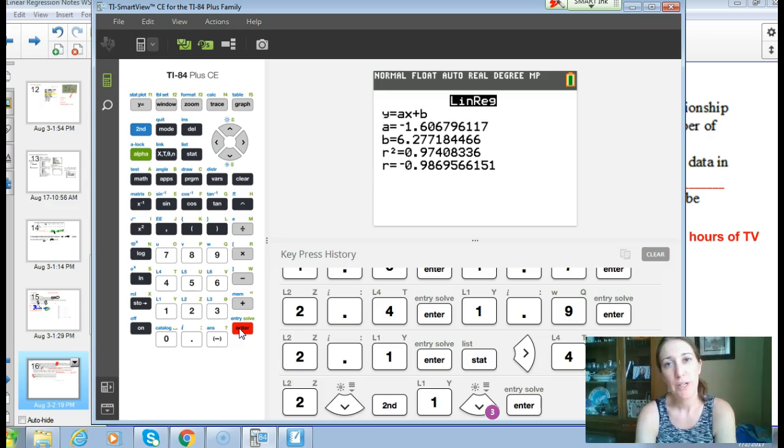So slope is negative 1.61 if I round, and then y-intercept is 6.28 if I round. Correlation coefficient, remember, is the second r, the square root of the r squared. It's negative 0.98695, blah, blah, blah. Okay, so good. It's negative, but it's a very strong correlation.